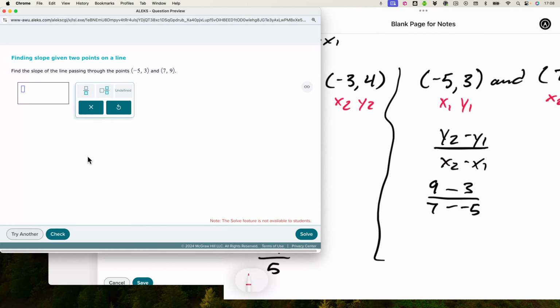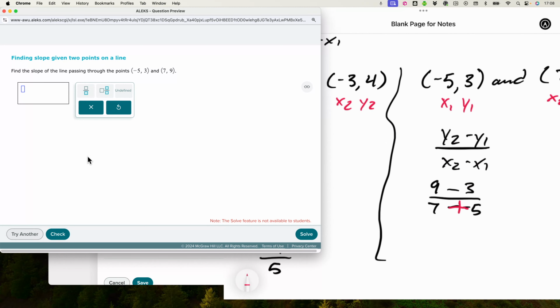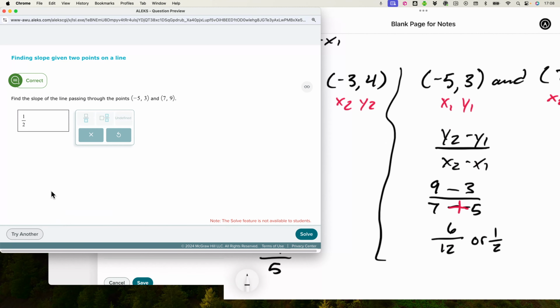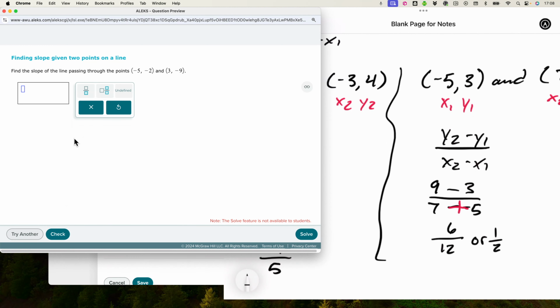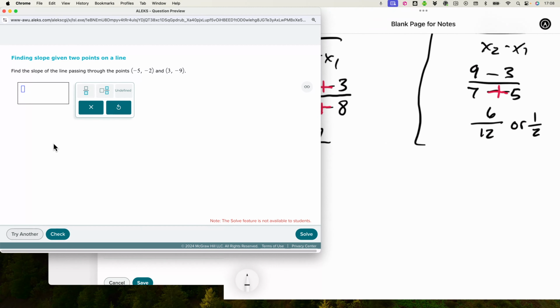Let's clean up those double negatives. 9 minus 3 is going to be 6, 7 plus 5 is going to be 12. This will accept 6 over 12. An alternative answer would be 1 over 2, because that would simplify to be 1 over 2. Let's move on to another set of points.